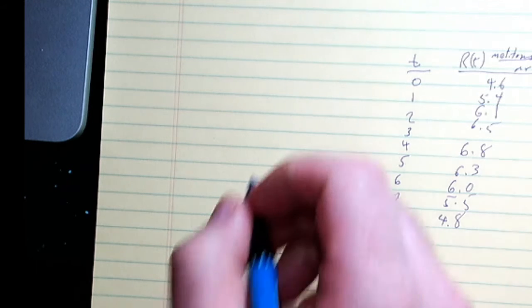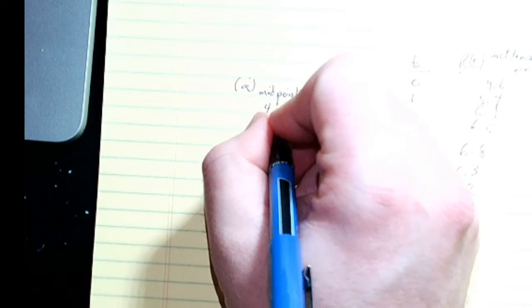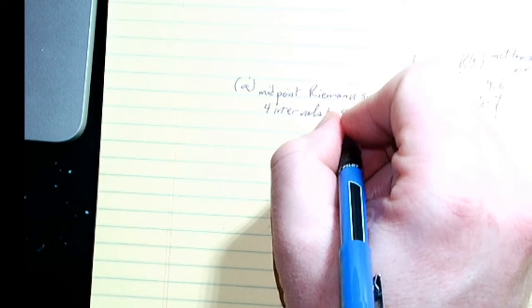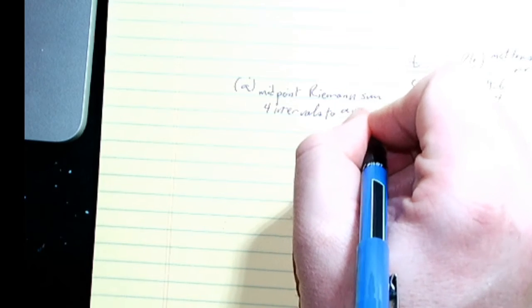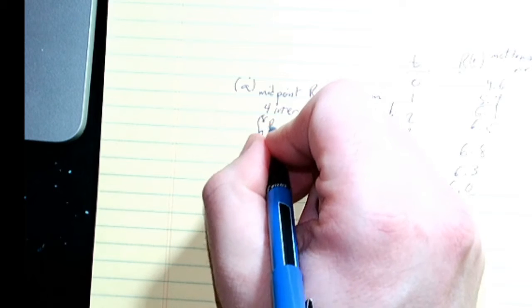So the first problem says, use a midpoint Riemann sum with 4 intervals to approximate the integral from 0 to 8 of r of t dt.